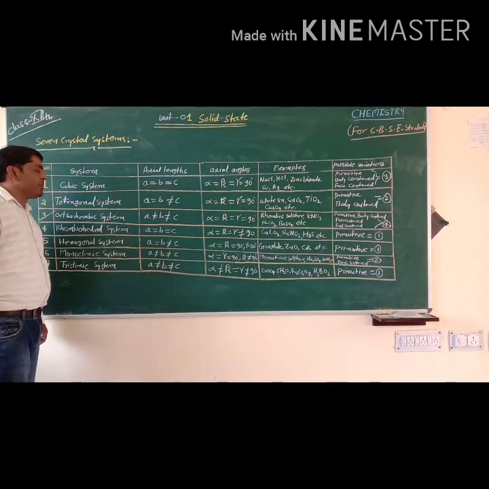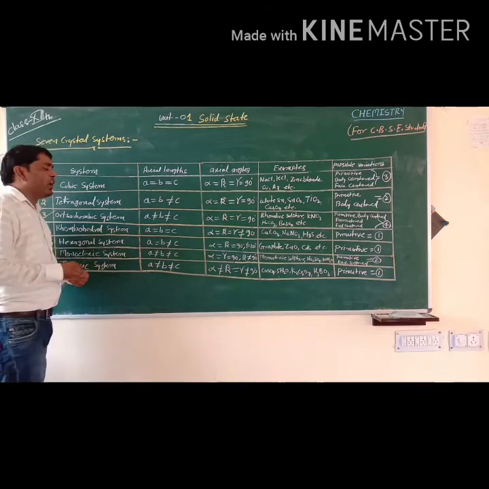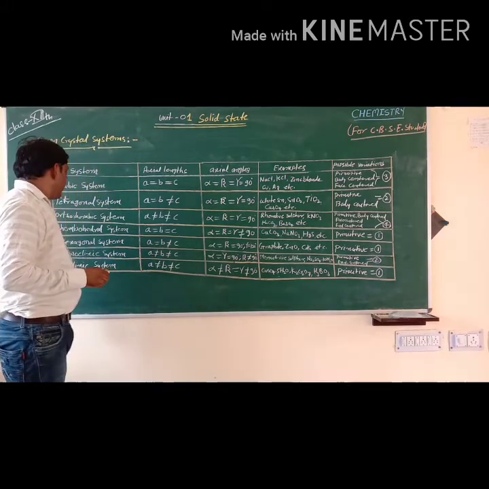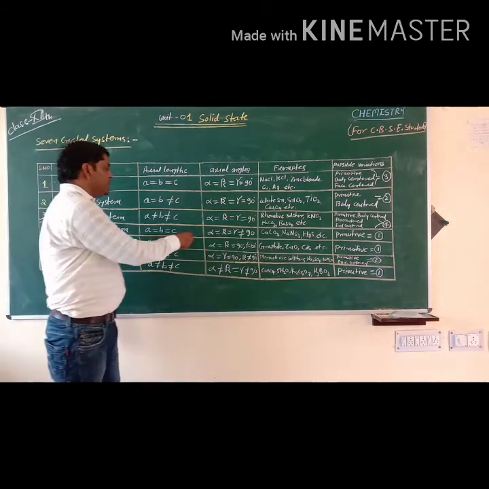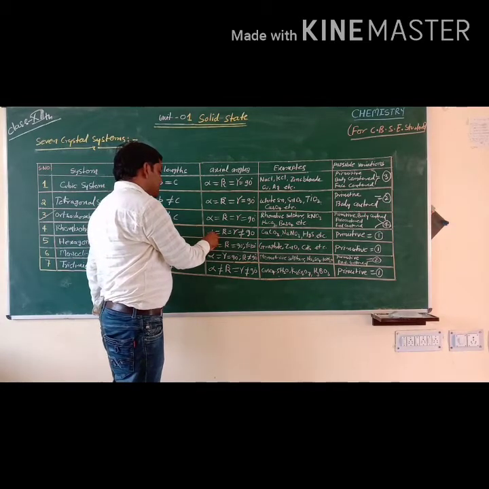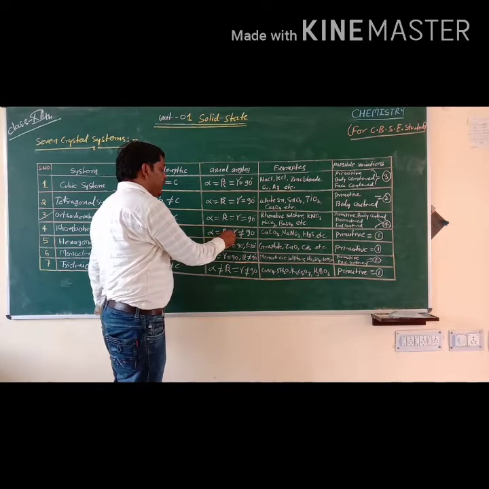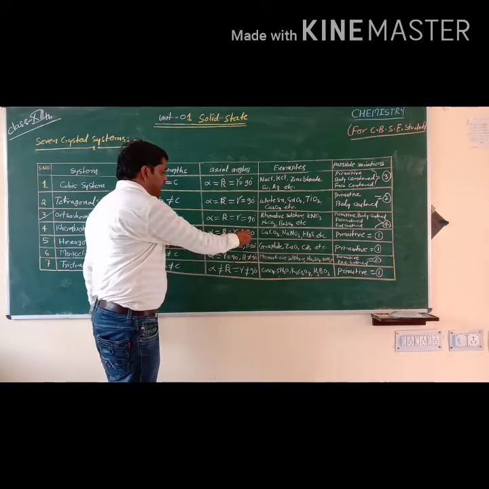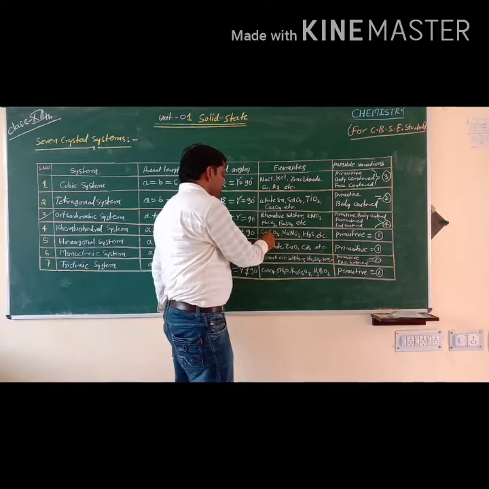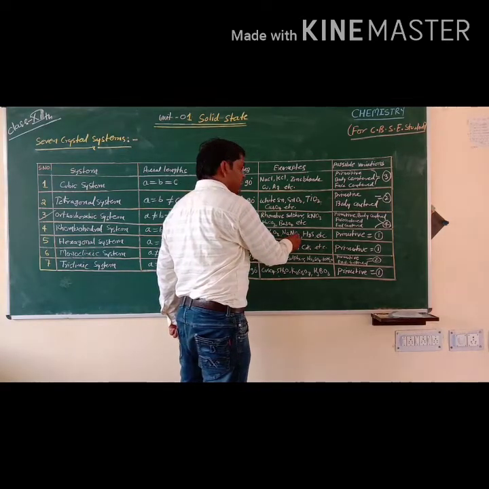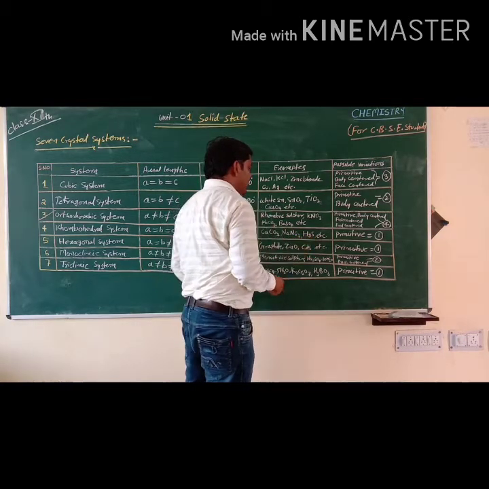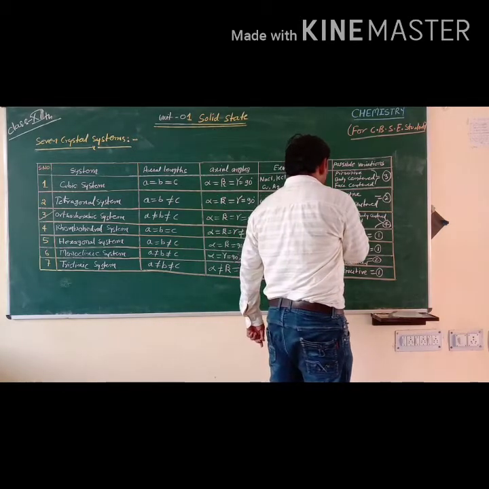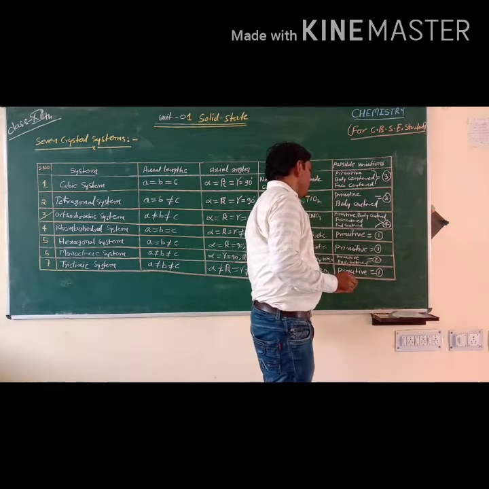Next system is rhombohedral. In the rhombohedral system, axial lengths A equal to B, B equal to C. It means the three lengths are equal to each other, and axial angles alpha equal to beta, beta equal to gamma, but the three angles are not equal to 90 degrees. Okay. Examples: calcium carbonate, sodium nitrate, mercury sulfide are examples of the rhombohedral system. One possible variation is present: primitive.